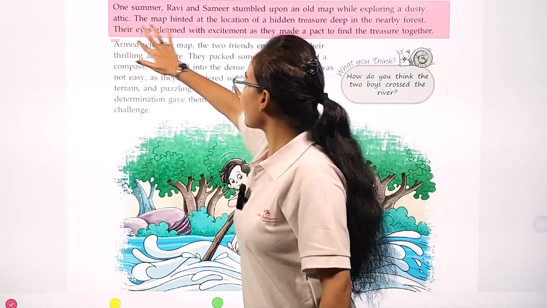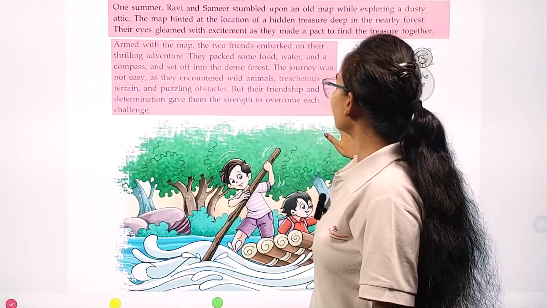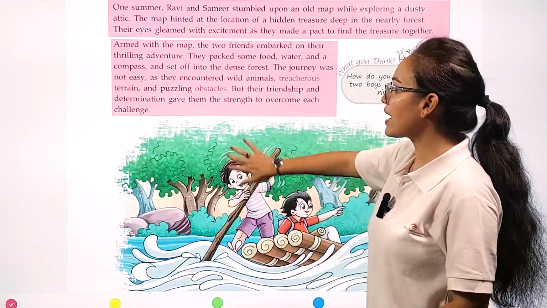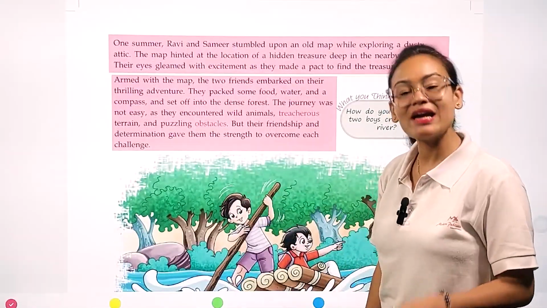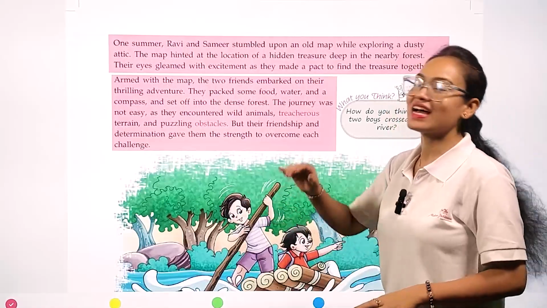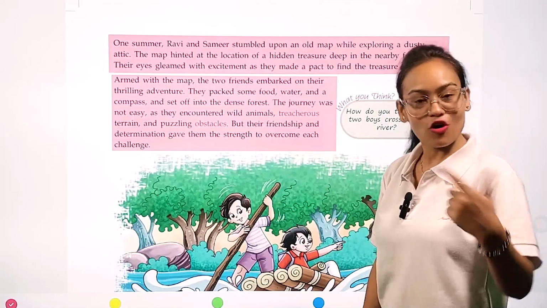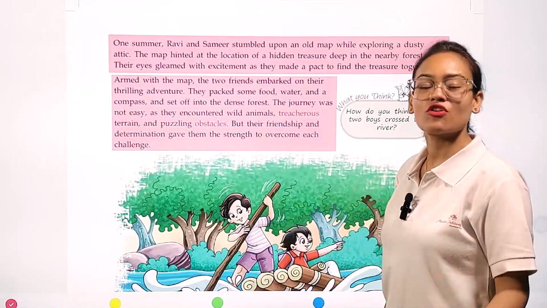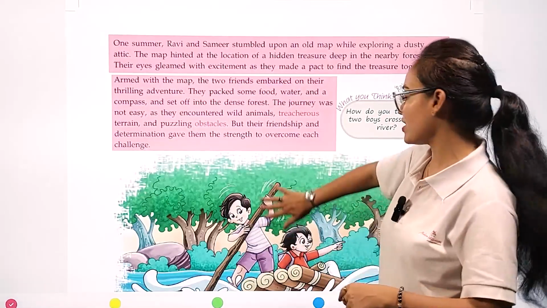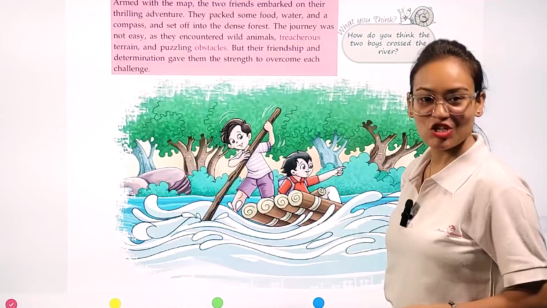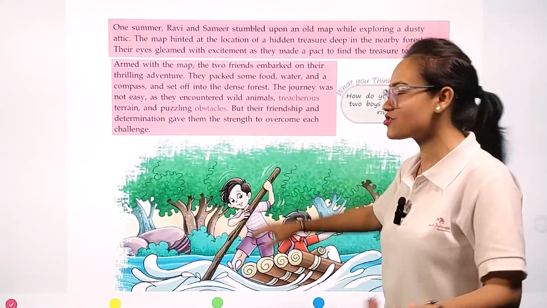Armed with the map, the two friends embarked on their thrilling adventure. According to the map, Ravi and Samir started their journey towards the forest to search for that hidden treasure. Here you can see Ravi and Samir are going to explore for the hidden treasure.